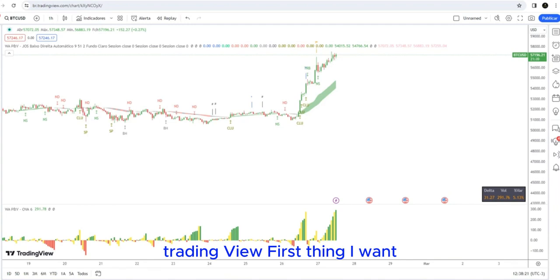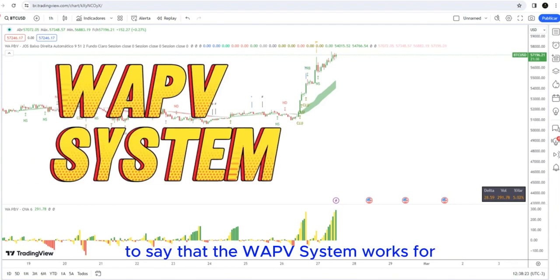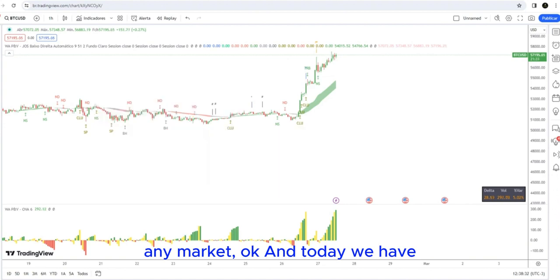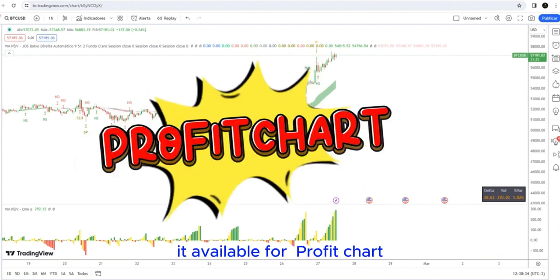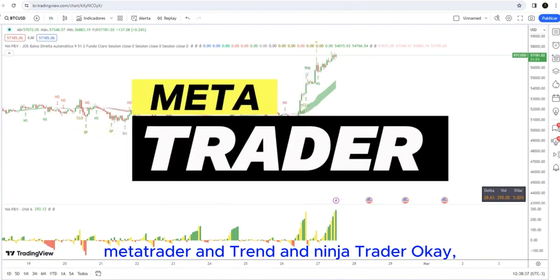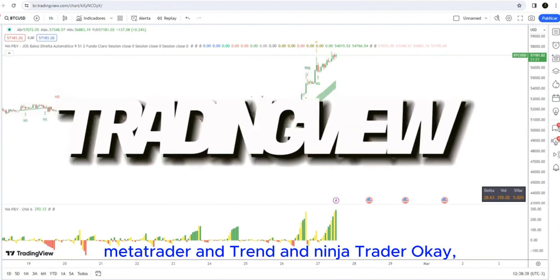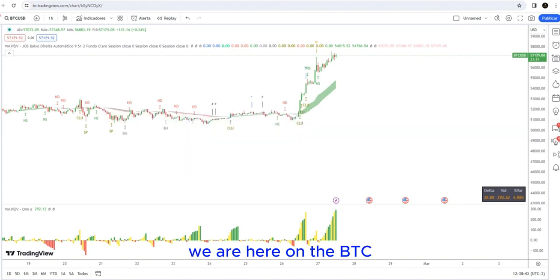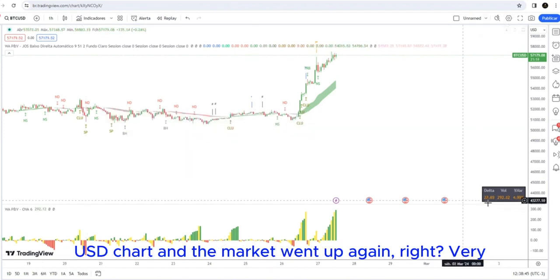TradingView. First thing I want to say is that the WAPV system works for any market, okay? And today we have it available for Profit Chart, MetaTrader, Trend and NinjaTrader, okay? So let's go. First thing, we are here on the BTC USD chart and the market went up again, right?